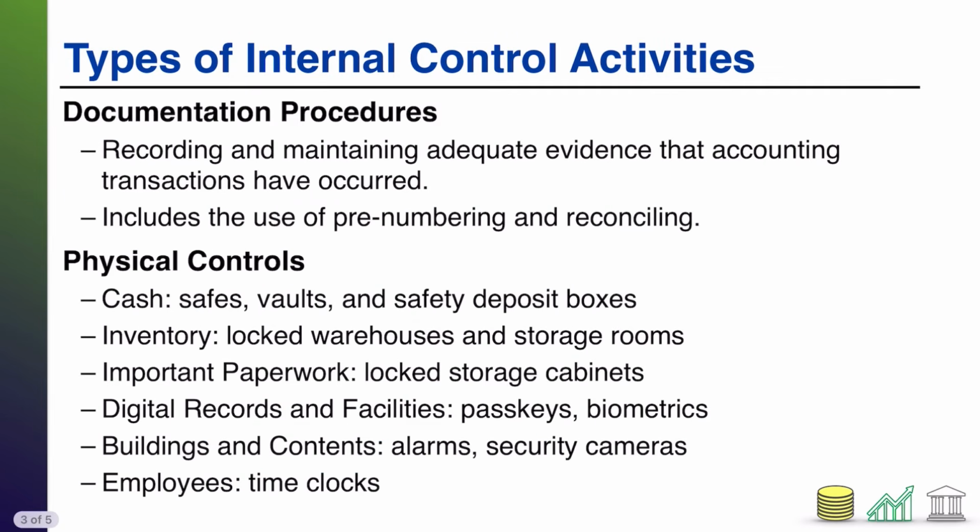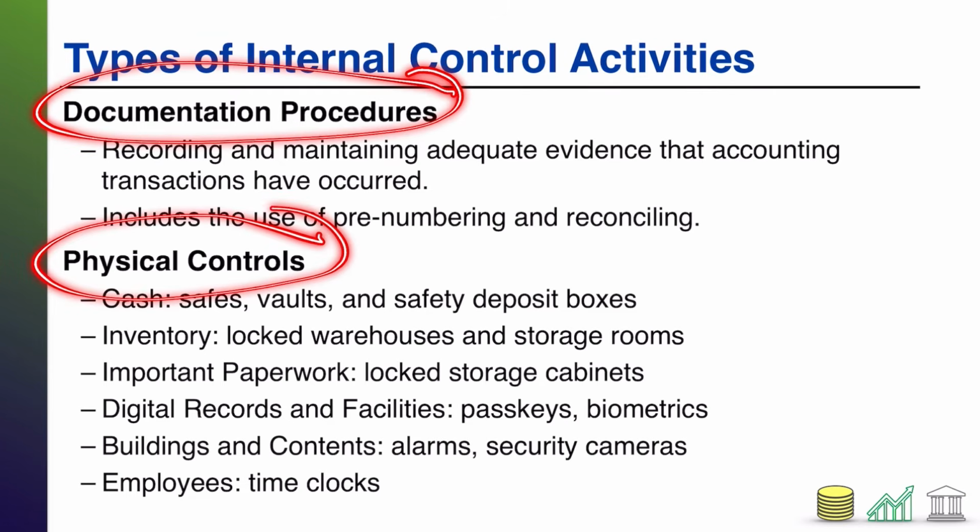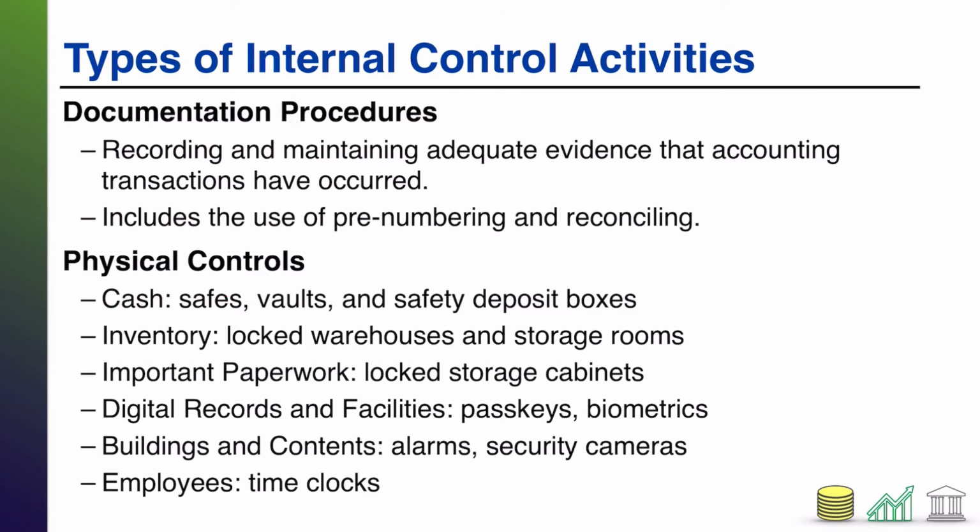All right, our next two, documentation procedures and physical controls. These are some of the easiest ones to understand. Documentation procedures is just where we record and maintain adequate evidence that the transactions have actually occurred, okay? So this essentially allows for transactions to be verified, which contributes to useful information for investors. This assists in the audit of the company records, right?